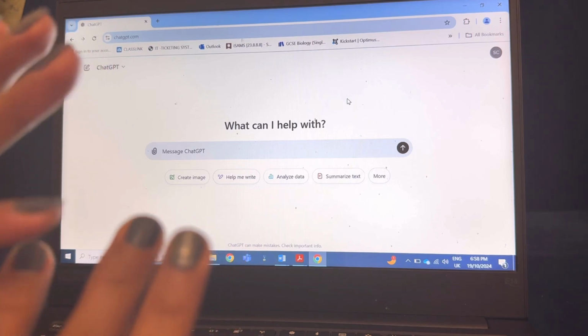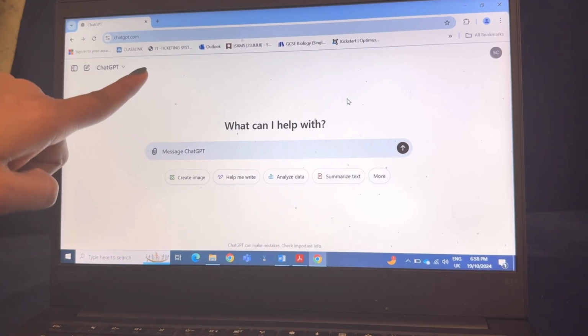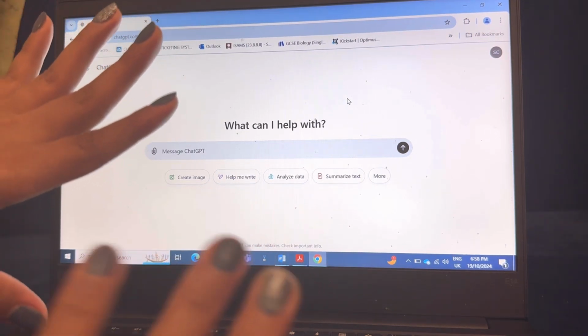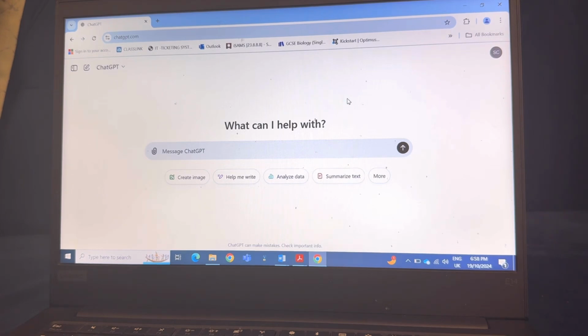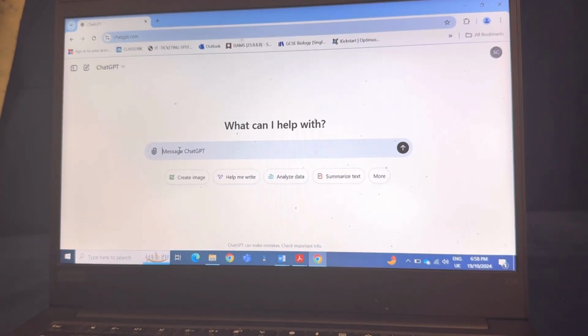It's an easy process, nothing fancy, and it's a free website which you can use just by signing in and logging in. Once you log in, you get this type of page where you can just type whatever you want and it gives the information back.